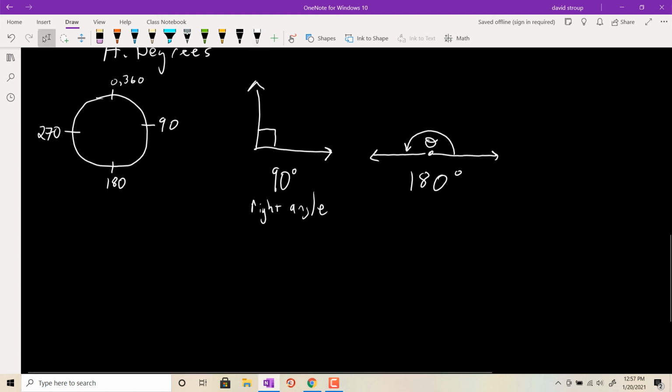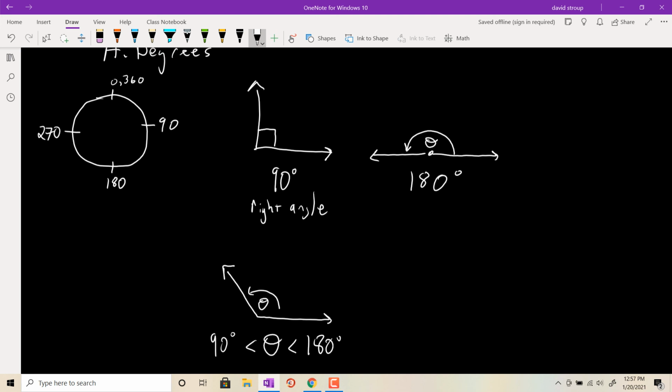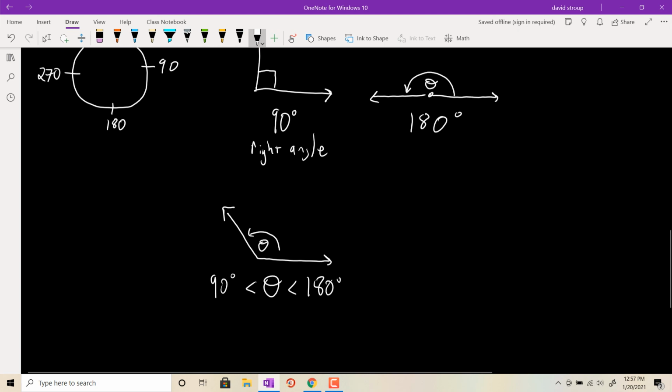There are obtuse angles and acute angles. So an angle that's in between 90 and 180 degrees, in between these two angles that I've just drawn, is called obtuse. So I could just give you an example of an obtuse angle. It's bigger than 90, but less than 180. Okay? So this guy, theta, is bigger than 90 degrees, but less than 180 degrees, and it's called obtuse.